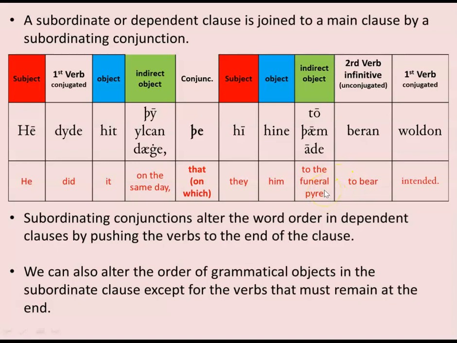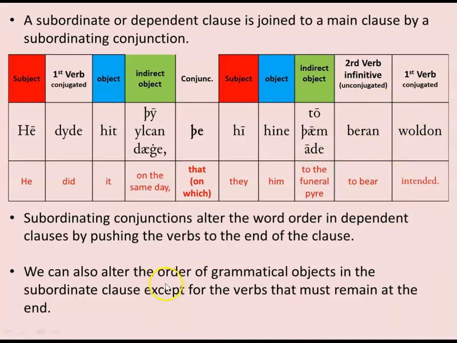And when you convert that into the subordinate clause, you don't forget to put all the verbs at the end. That's the important thing about subordinating conjunctions: they do alter the word order in dependent clauses by pushing the verbs to the end of the clause. That's video 5, I think, on the playlist, 5 and 6, and I'll show how the verbs are pushed to the end of the clause.